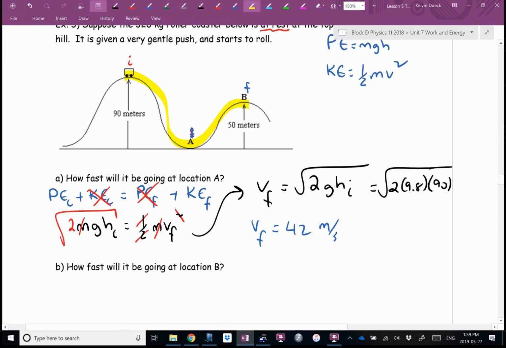Is there a change in height? Is there a change in speed? Is there a yucky, curvy path? You want a scalar approach, conservation of energy. This is a job for conservation of energy.